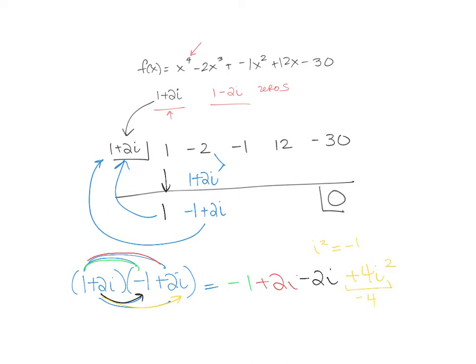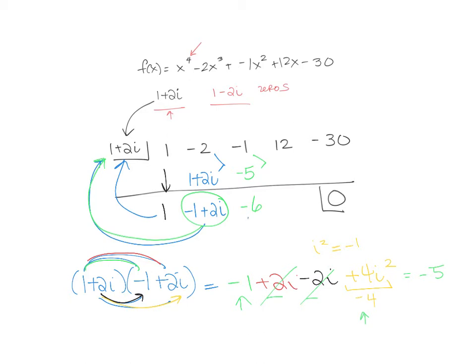So you can see here, it's kind of cool, is that 2i and negative 2i, those will cancel. So we just have negative 1, negative 4. That gets us a negative 5. So multiplying negative 1 plus 2i times 1 plus 2i gets us negative 5. We combine these two guys together, we get negative 6.